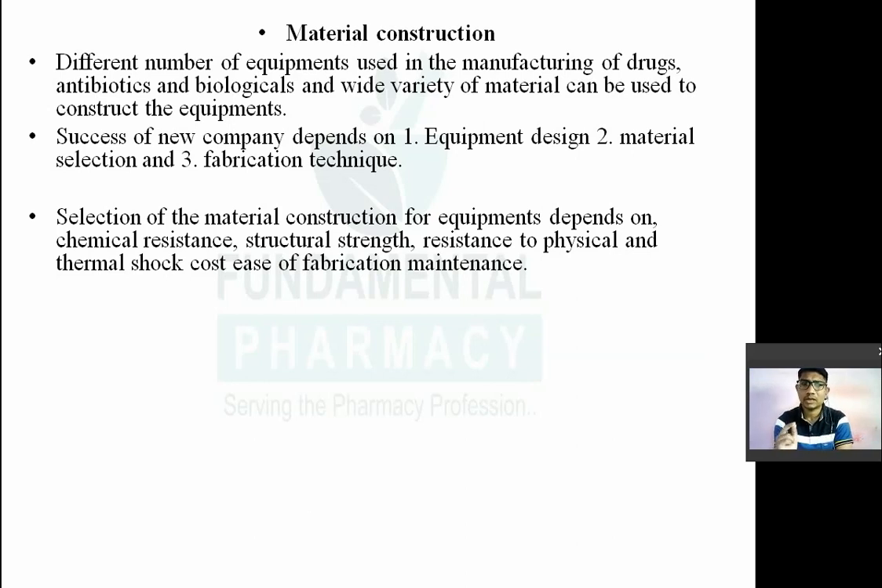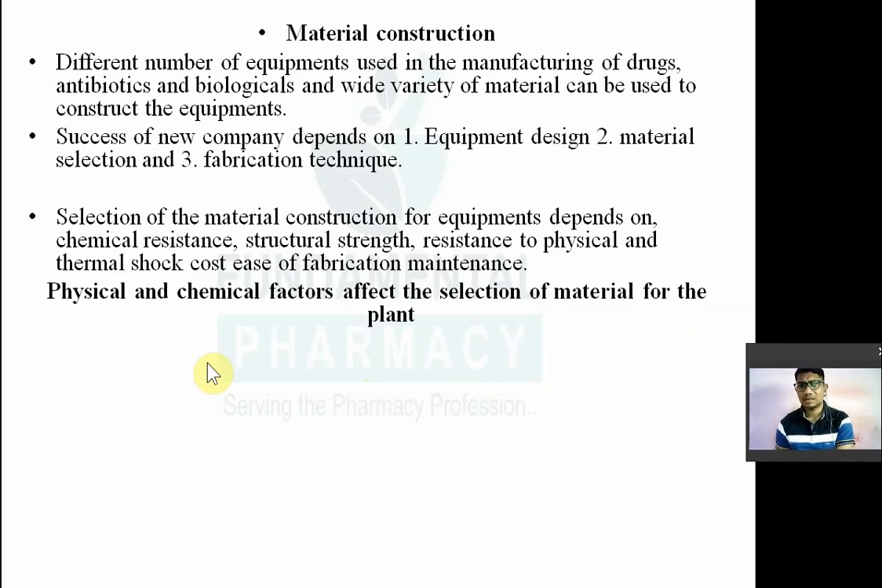In the selection procedure, you have to take certain factors into consideration while selecting the material for construction. The first one is chemical resistance. The material should be resistant to chemicals like acids, alkali and all that. Then structural strength, resistance to physical and thermal shock, ease of fabrication, cost, economic factors, and maintenance. You have to consider these factors while selecting the material for construction.